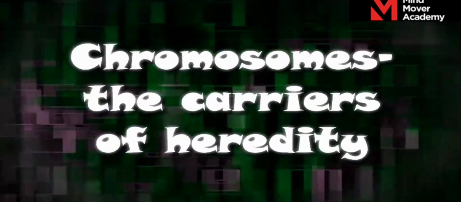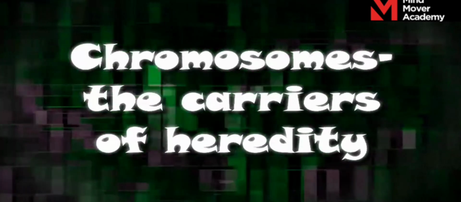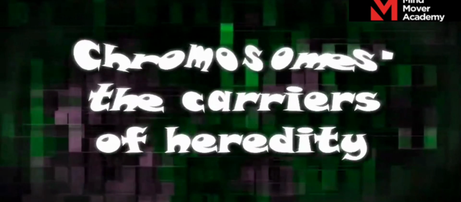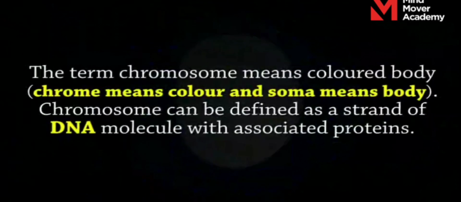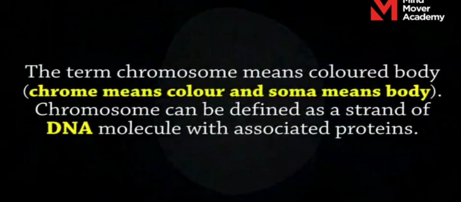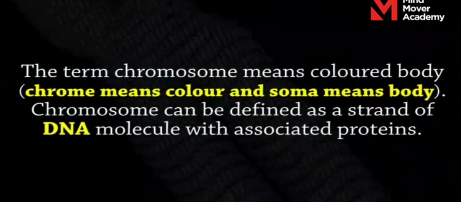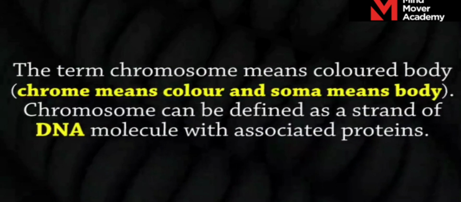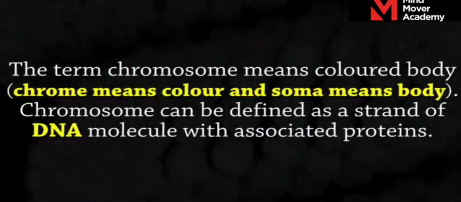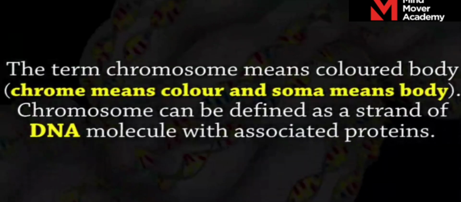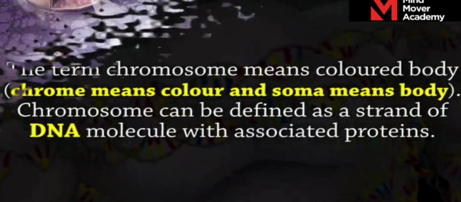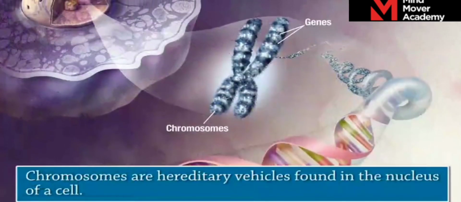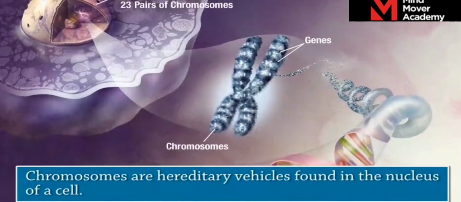Chromosomes, the carriers of heredity. The term chromosome means colored body. From Greek, chrom means color and soma means body. Chromosome can be defined as a strand of DNA molecule with associated proteins. Chromosomes are hereditary vehicles found in the nucleus of a cell.